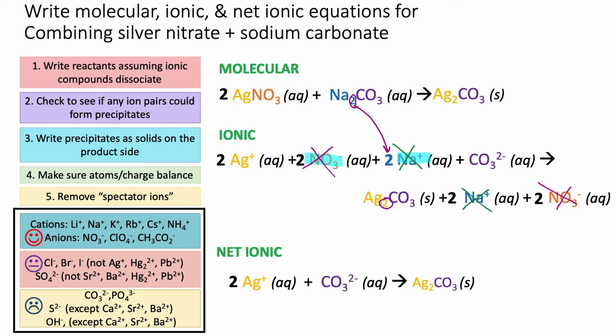We also have our spectator ions, and we're going to write those as an aqueous ionic compound, 2 sodium nitrate. So here we have a molecular, an ionic, and a net ionic equation, all for the same reaction. Each of these gives us different information about the reaction that we're looking at. And I've hinted at what each of these can tell us.